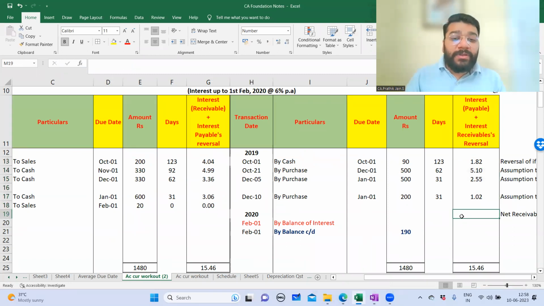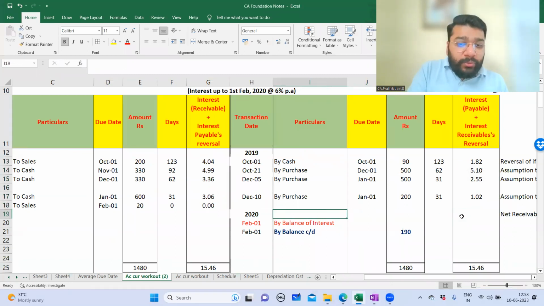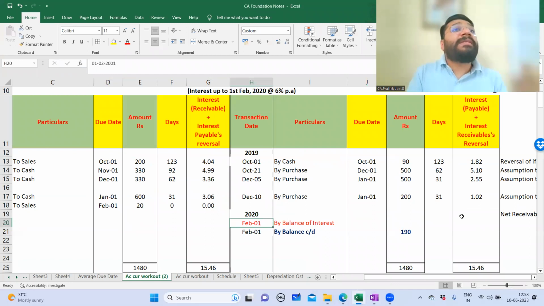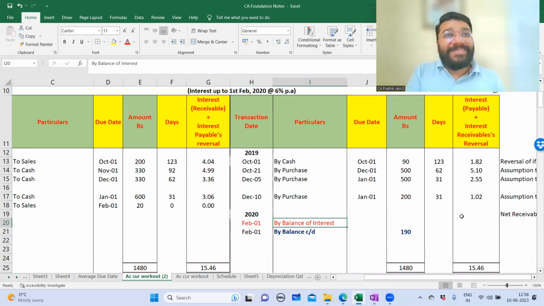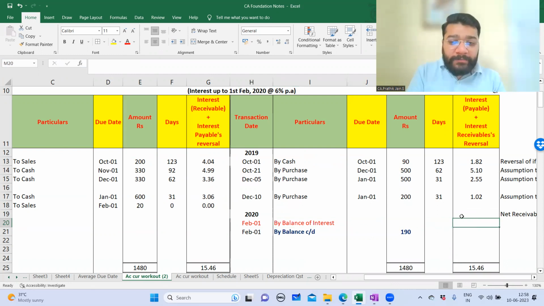So going back, the carried down balance will come on the credit side. Here please write the 2020 heading. Feb 1 is the account current statement date. By balance of interest. What are we trying to balance? We are trying to balance interest. What is the interest balance? 4 point?